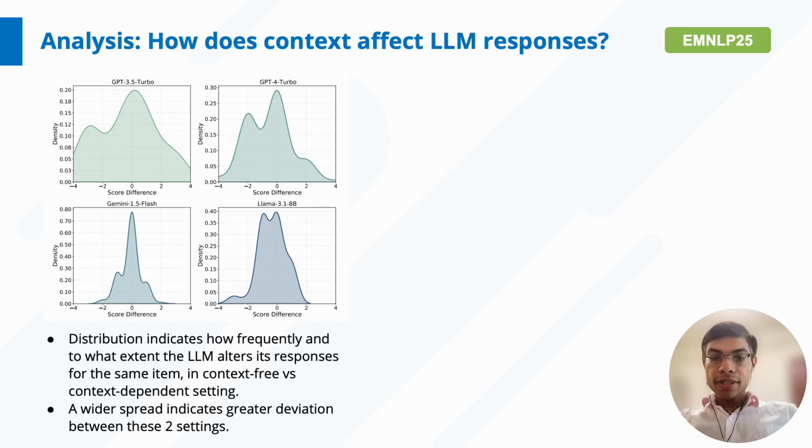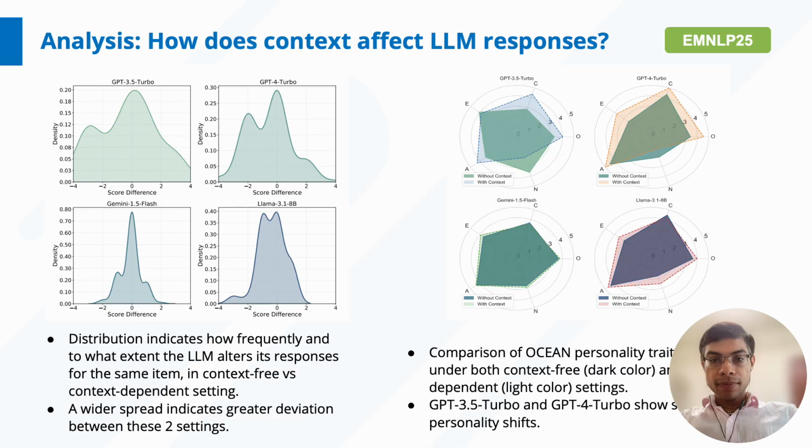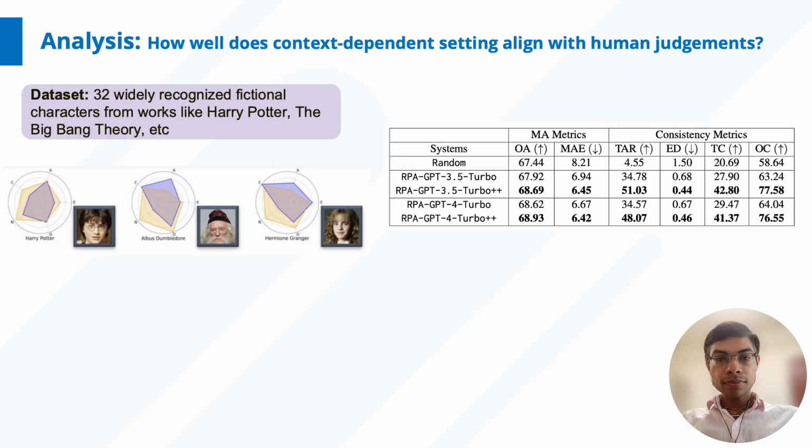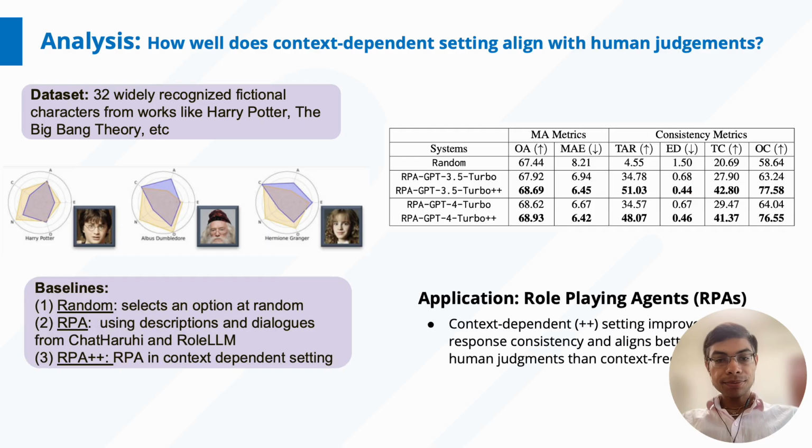Next, we investigate how context affects LLM responses. And we find that GPT 3.5 and GPT 4 show a shift in persona compared to the context-free setting. However, Gemini and Llama did not show any shift. Finally, we investigate how well the context-dependent setting aligns with human judgment. For this, we use a dataset of 32 characters, where we also get their human-annotated persona. So we make role-playing agents of these characters and test them under context-free and context-dependent settings, and results show that our setting shows improved human alignment, and also significantly improved consistency.